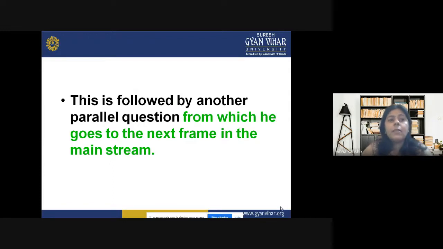After the remedial frame, it will be followed by another set of parallel questions. That means there will be some parallel questions, from which he goes to the next frame. From those parallel questions, we take the learner from one frame to the next, and the learner again comes to the mainstream frame, from where he goes to the next frame in the mainstream.